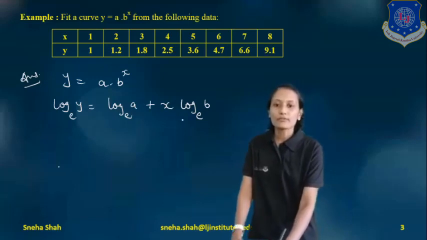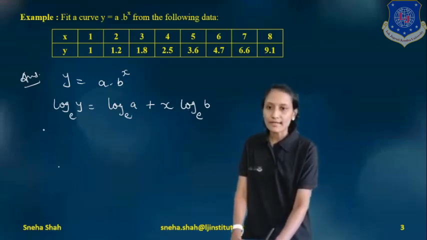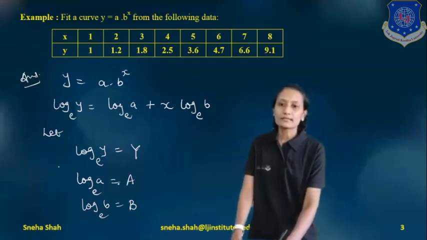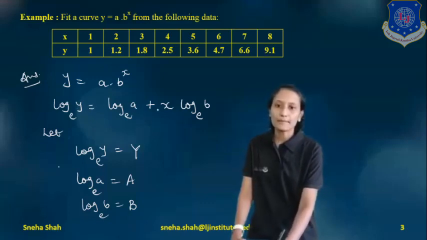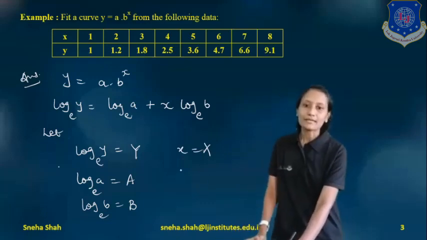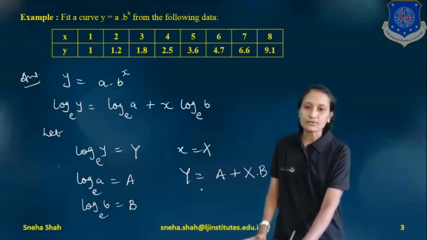Now to convert this into the form of a line, we take this term as capital A, this term as capital Y, and this term as capital B. So log y base e equals capital Y. Similarly, log a base e equals capital A and log b base e equals capital B. Now, putting these values in, this becomes Y equals A plus BX, and small x we take directly as capital X. So it converts into the form of a line: capital Y equals capital A plus capital X into capital B. You can see that this is the equation of a line.